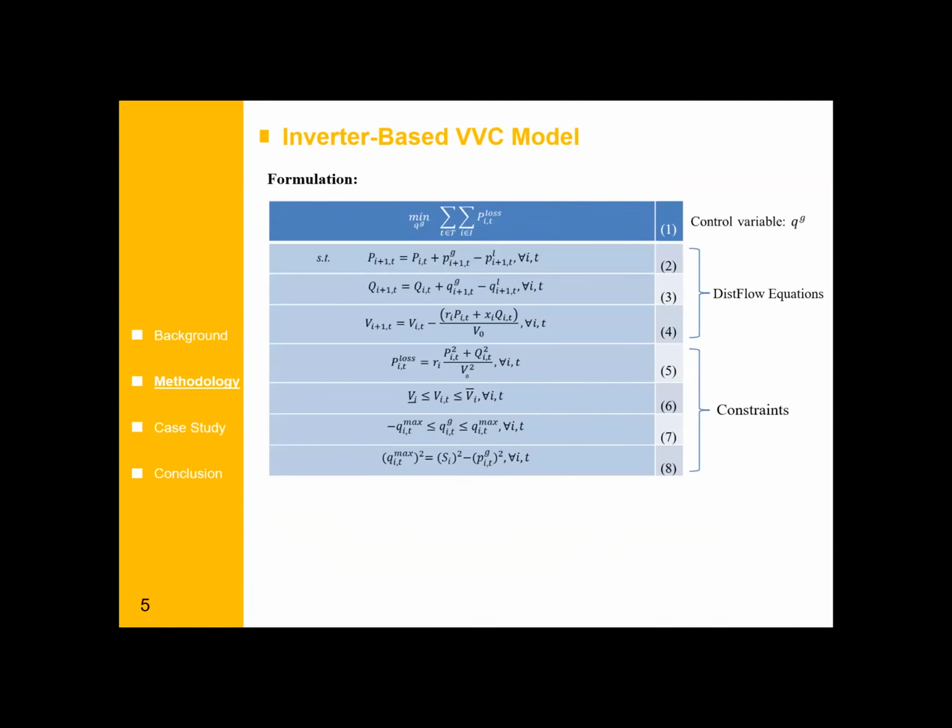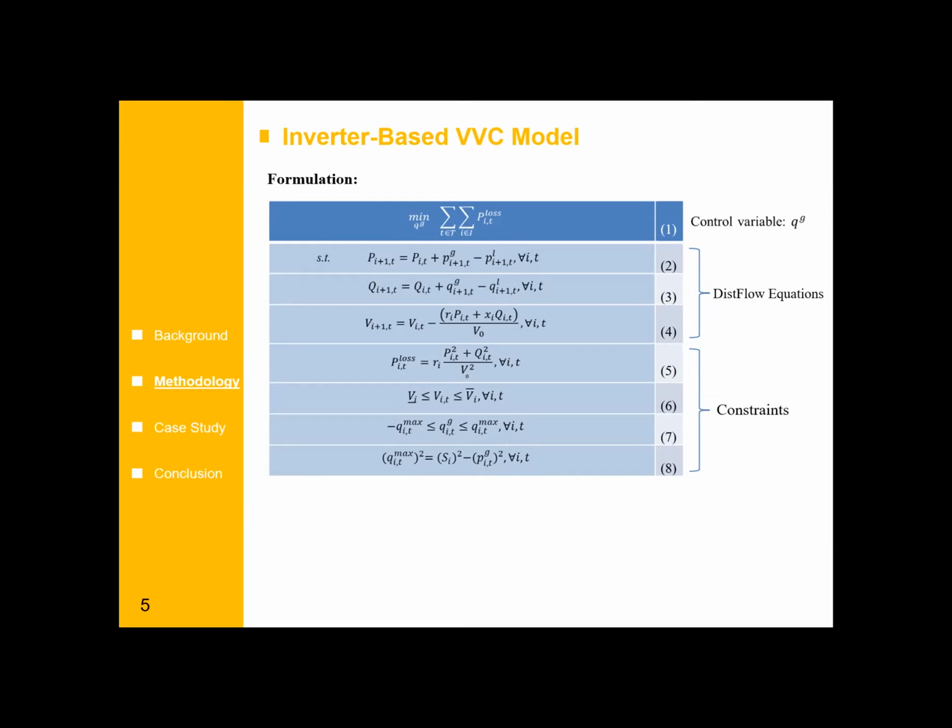So the methodology. In order to analyze the inverter reliability, a VVC model is required. In this paper, an inverter-based VVC model is formulated with the following equations. The first equation is the objective function, which aims to minimize the network power losses by optimizing the control variable QG. QG means the reactive power output of each inverter. Equations 2 to 4 are the linearized power flow equations, which give the calculation of the power flow as well as the bus voltages.